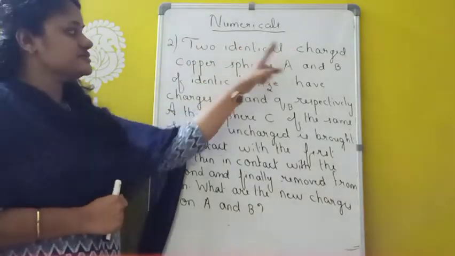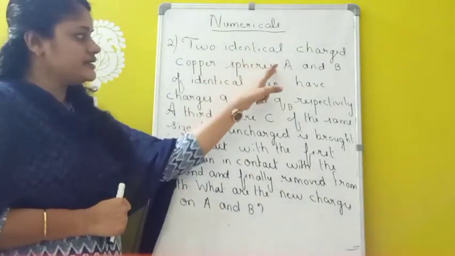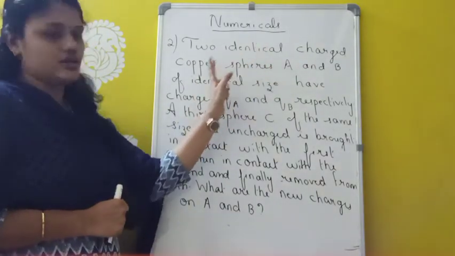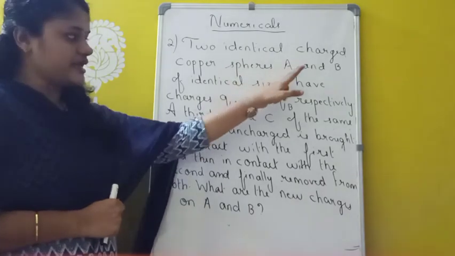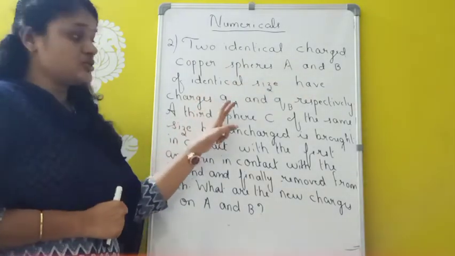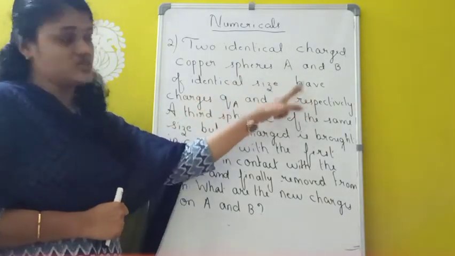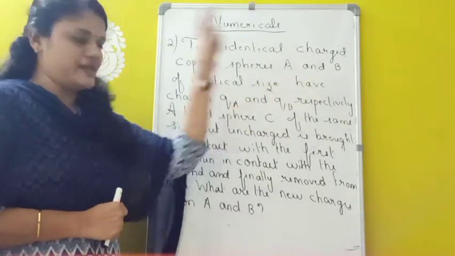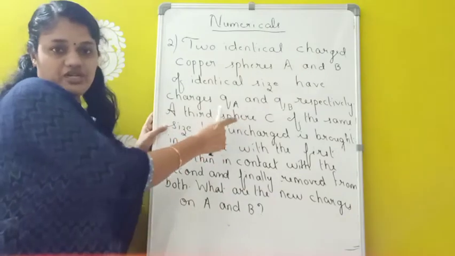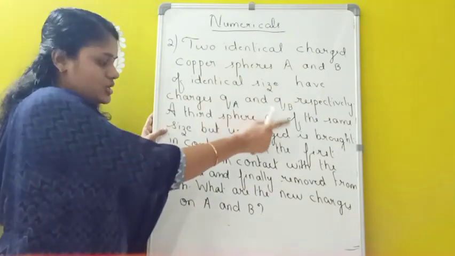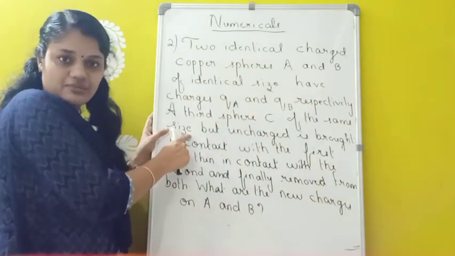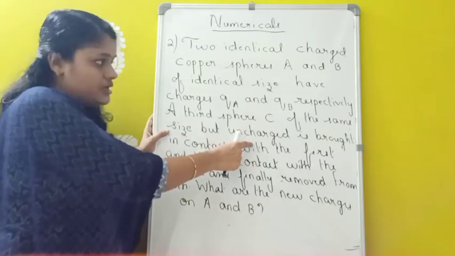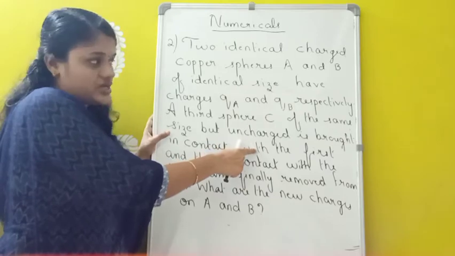Second problem. Two identical charged copper spheres A and B of identical size. So two identical copper spheres are there. So A and B have charges QA and QB respectively. So this QA is the charge of A and QB is the charge of B. A third sphere, so we are bringing another sphere C of the same size. So it is having the same size as that of A and B but uncharged. This C is uncharged but this A and B are charged. So they are having charges.